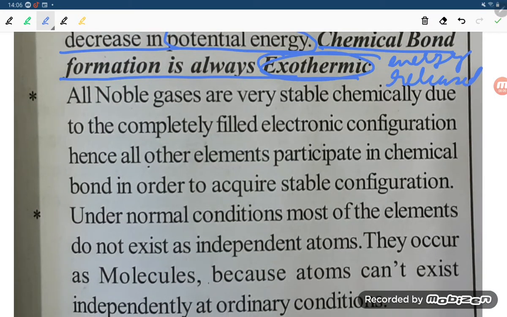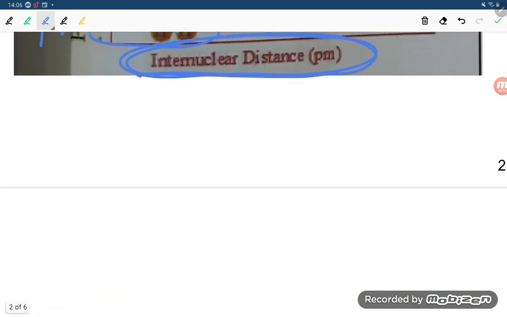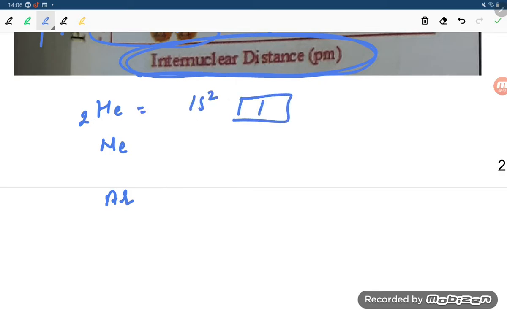Next point is, student: all noble gases are very stable chemically due to the completely filled electronic configuration. Hence all other elements participate in chemical bonding in order to acquire the stable configuration. So they are saying whatever noble gases there are, helium, neon and argon, we are taking. Helium has 2 electrons, so this is 1s2, which is the stable configuration. If it is stable, student, it will not combine, it does not form any bond.